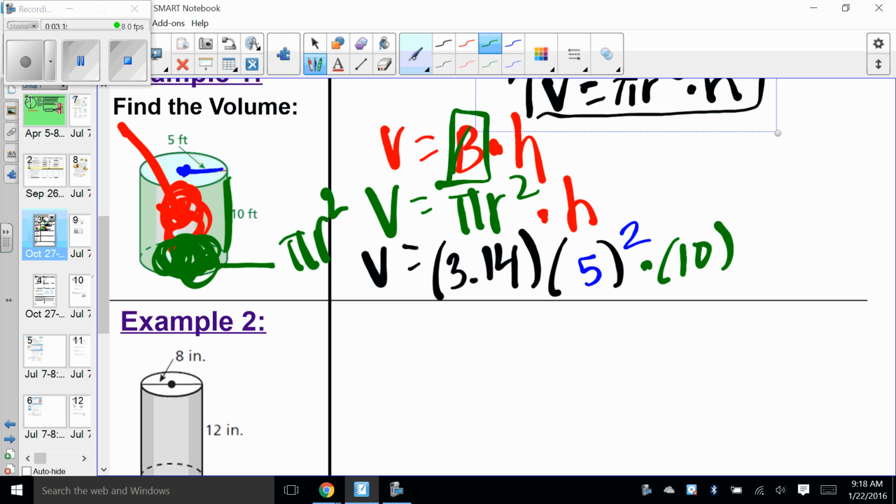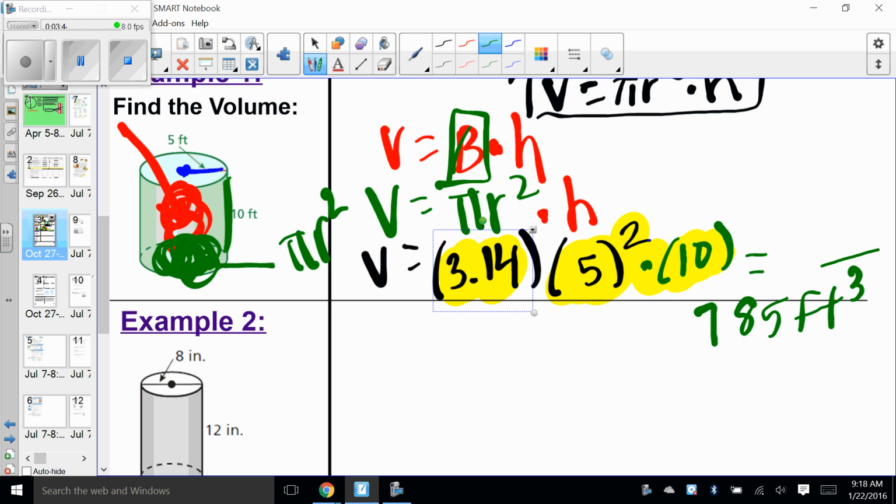So we're going to put all of this in our calculator. It's 3.14 multiplied by the radius 5, squared, and then multiplied by 10. Go ahead and type that calculator sequence in: 3.14 times 5 squared times 10. All right, as you solve that, you should be coming up with 785 feet cubed. So the volume of this cylinder is 785 feet cubed, or feet to the third power.